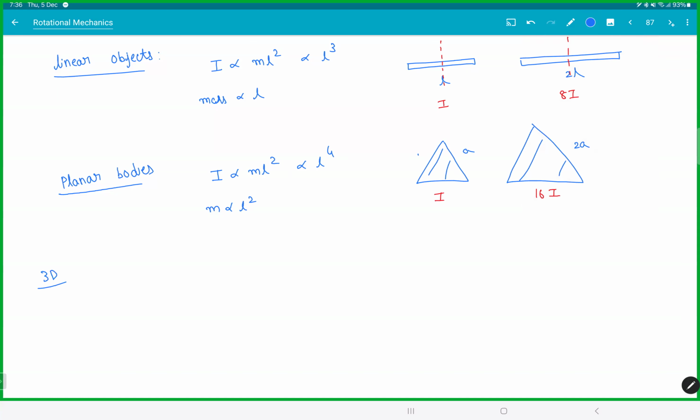Similarly, for 3D objects, I is proportional to m L square, and mass is proportional to L cube. It can be a cube or a sphere or something. So this is actually L power 5. It means if you take a small sphere of radius r and a big sphere of radius 2r, and the moment of inertia of the small one is I, the big one is 32I. Is this clear, everyone? So in m r square, that m will depend on the type of the object.